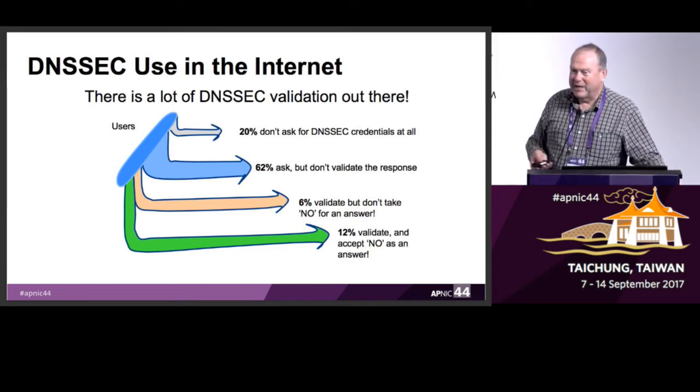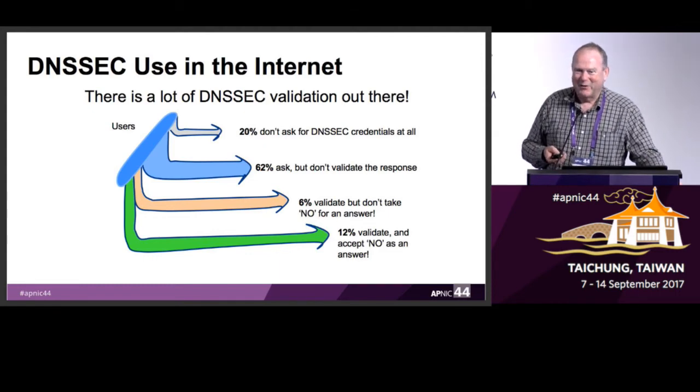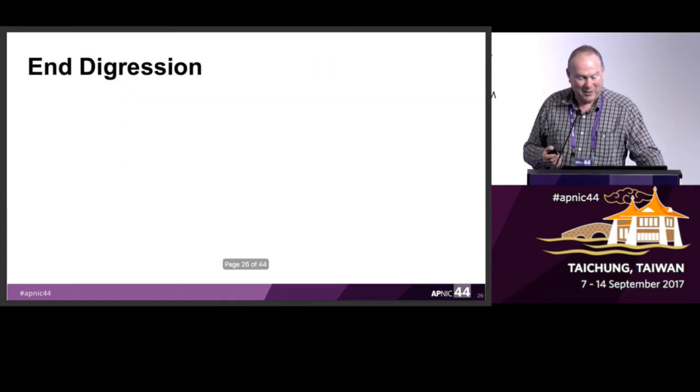6% validate and don't take no for an answer. I'll get the answer no matter what. And 12% are in the danger list of going, it's only DNSSEC. If DNSSEC doesn't work, we're toast. So that was the digression. Let me get back to this.